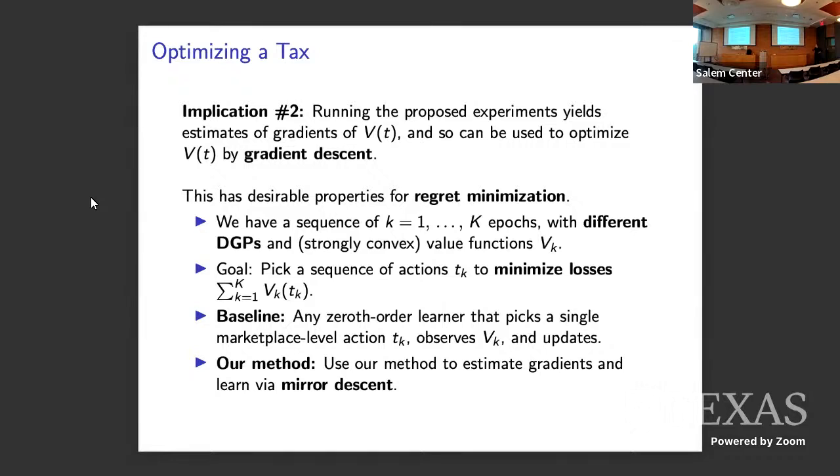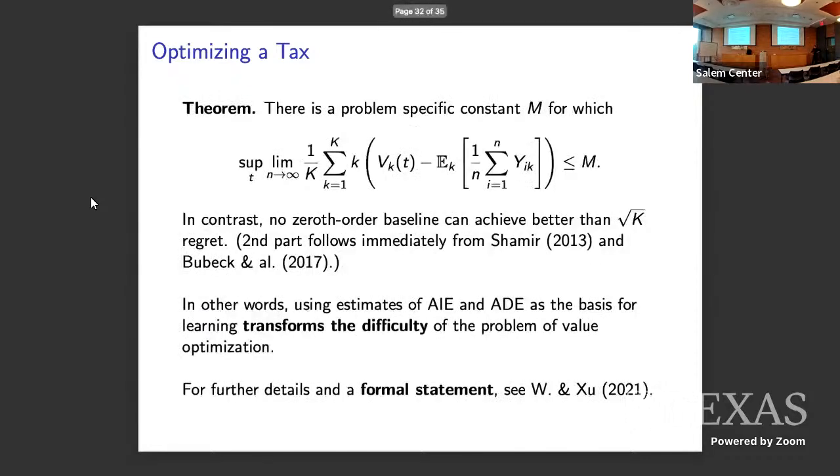But the baseline is, you could imagine any zeroth order learner that instead of running these fancy unit level experiments to get gradients, just every day thinks it's a fresh market. And like today I'm going to try a 15% tax, and tomorrow I'm going to try a 25% tax. And you just try a different tax level every day until you find something good. So this could be the baseline. You just learn by zeroth order optimization. You take marketplace level actions every day, and observe the welfare. So how does this work?